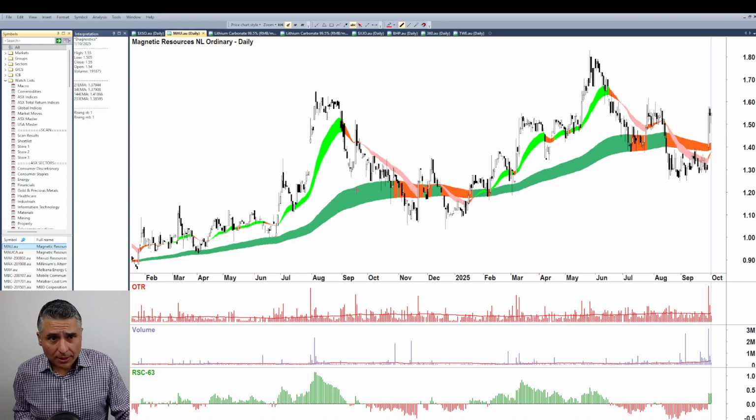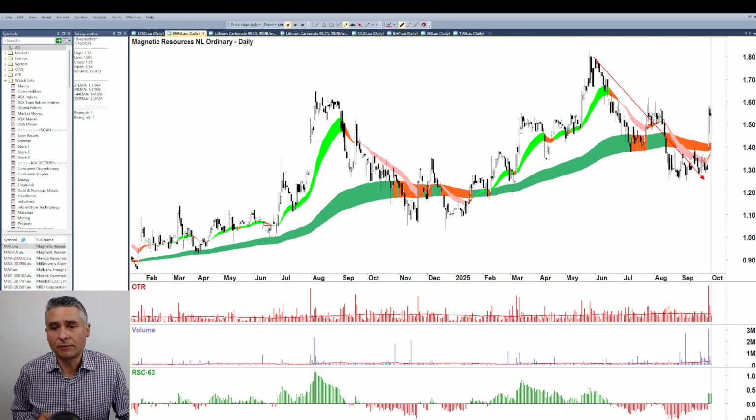Starting to look interesting. What I would question is, geez, where was it in the rest of that rally? I'm always a little bit skeptical of the last ones to the party, Peter, if you know what I mean. Because that small one's been going bananas for a long time. All the mining stocks have been going bananas for a long time.